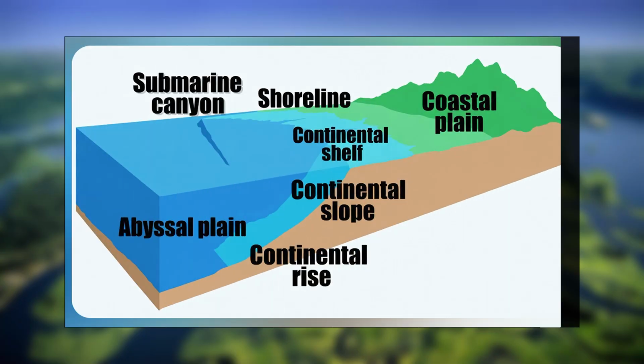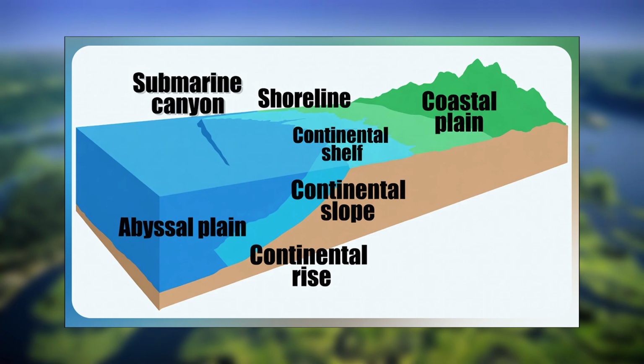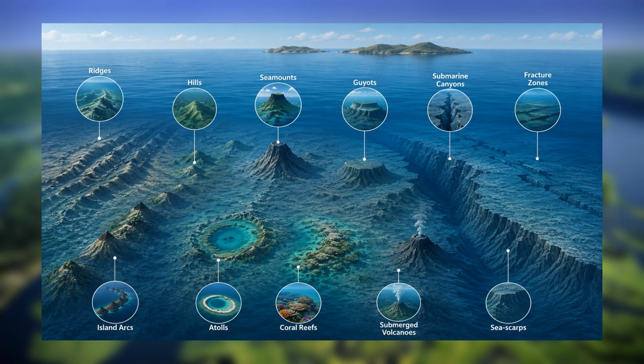Nevertheless, based on consistent morphological patterns, the ocean floor of a typical basin can be systematically categorized into major and minor relief features. Major features include the continental shelf, continental slope, continental rise, abyssal plains, and deep sea trenches. Minor features encompass a diverse array of forms such as ridges, hills, seamounts, guyots, submarine canyons, fracture zones, island arcs, atolls, coral reefs, submerged volcanoes, and sea scarps.